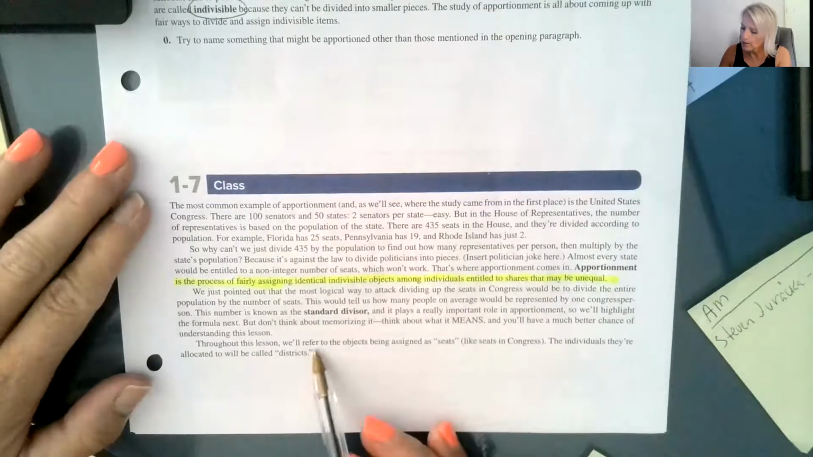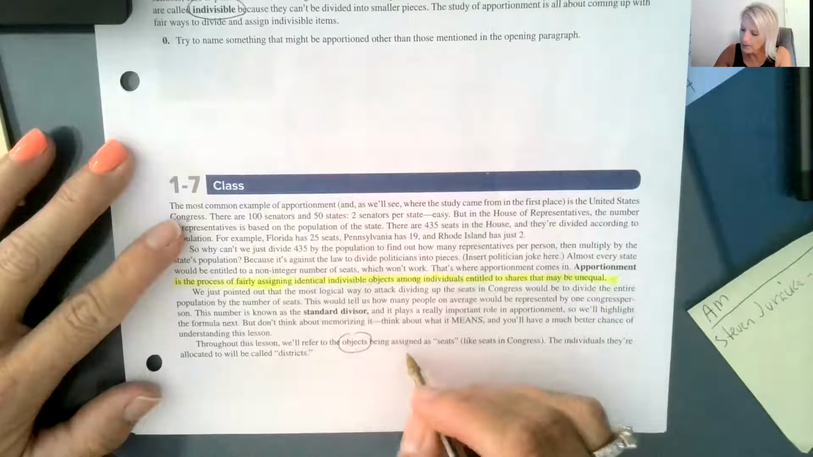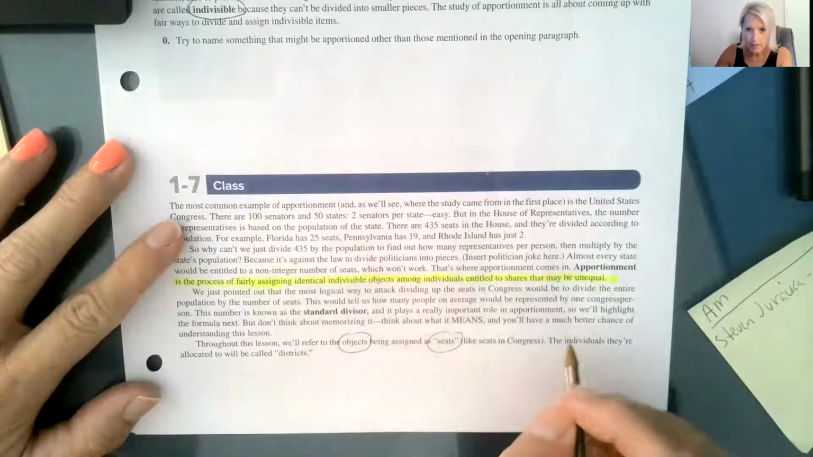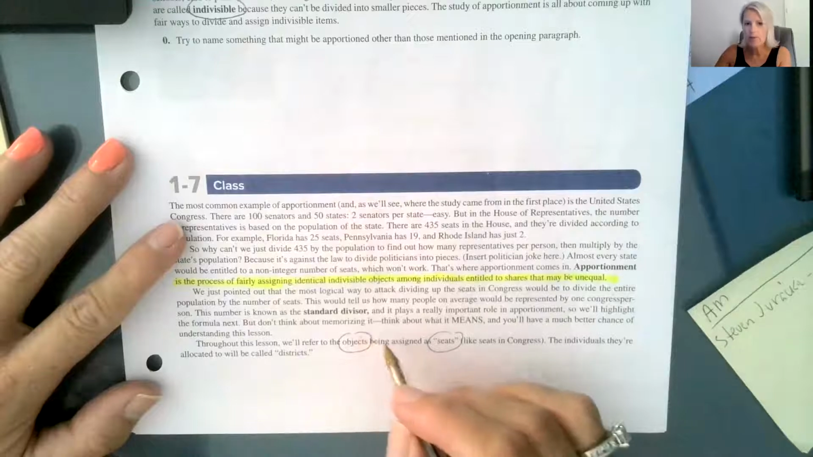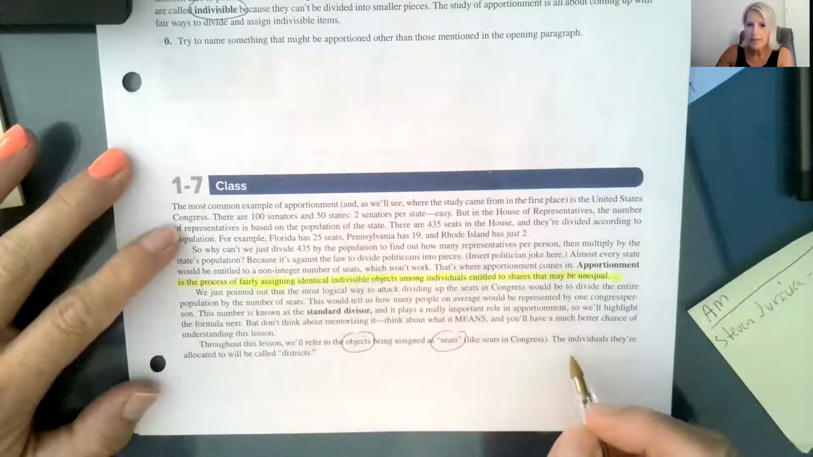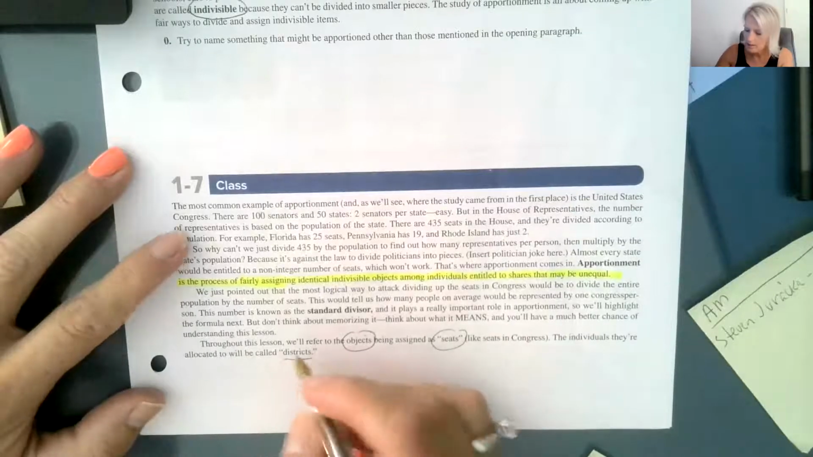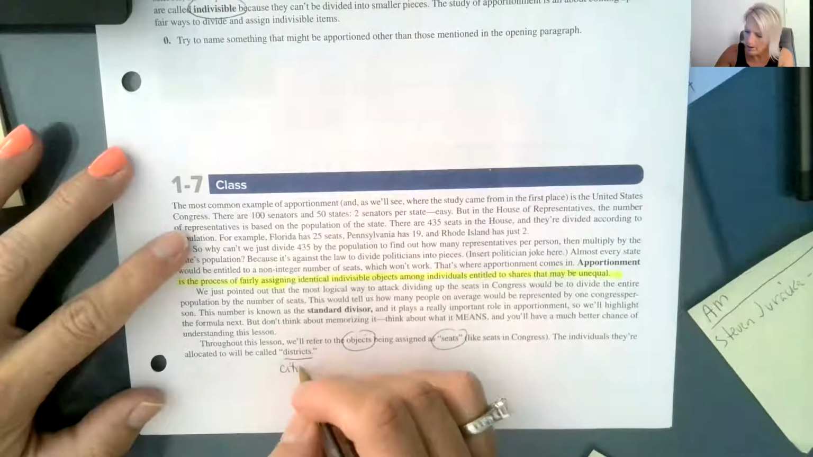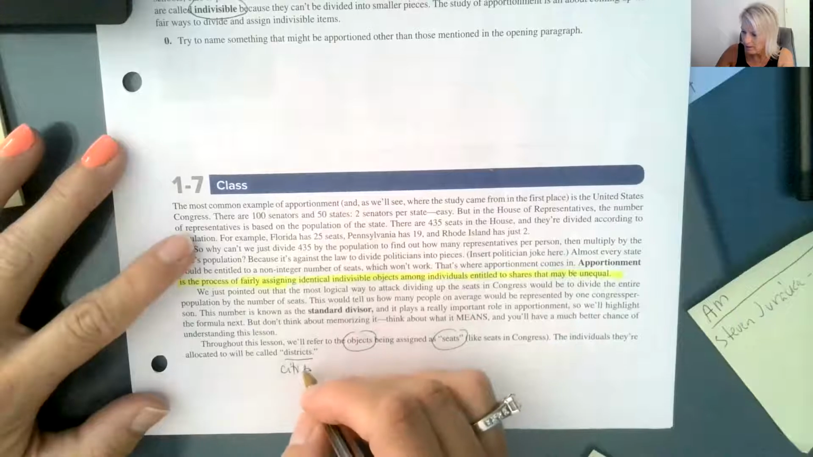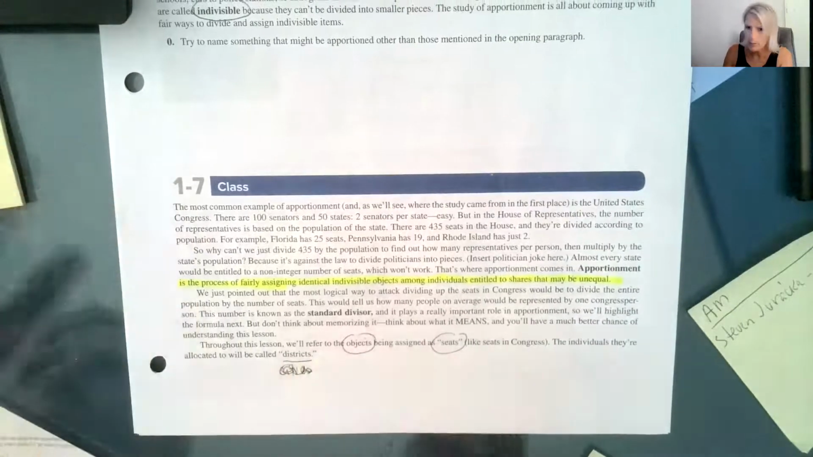So throughout this lesson, we'll refer to the objects being assigned as seats. So like if we were assigning computers or assigning bathrooms or TVs, that's what we're going to call the seats. And the individuals they're allocated to, this time we're going to call the districts, the districts in this one big city.